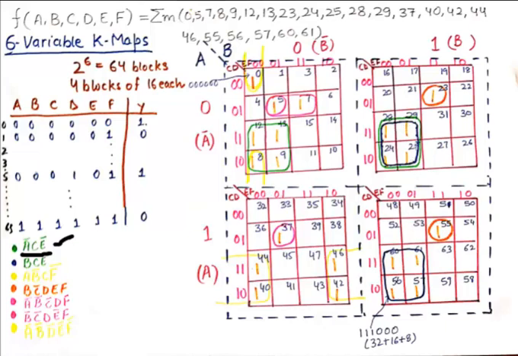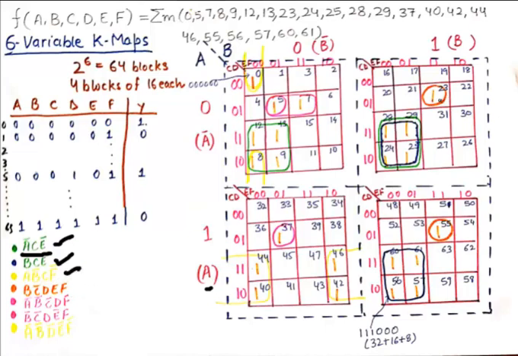For the blue group, we see that B is not changing. B is remaining 1, C is remaining 1, and E bar is also remaining constant. So it becomes B C E bar. And for these two ones with these two ones, 44, 40, 46, 42, we see that A is constant as 1, B is constant as 0, C is constant as 1, D is changing, E is changing, and F is not changing, which is constant at 0. So it becomes A B bar C F bar.